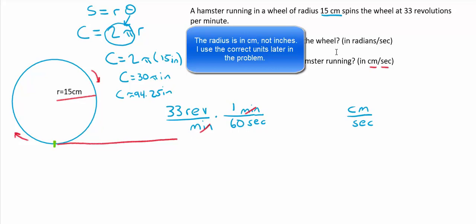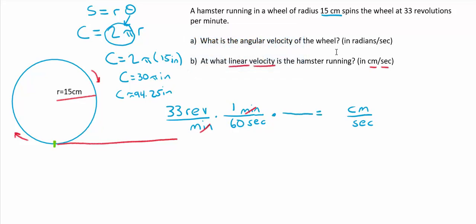But in terms of the problem now, I have that last conversion factor that I need. I'm trying to get rid of revolutions. It's currently in the numerator, so I put it in the denominator. I'm trying to get centimeters in the numerator, so I will put it up there. And I just found that one revolution gives me about 94.25 centimeters distance. And revolutions here in the numerator cancels with revolutions here in the denominator. You can see that my final answer is indeed centimeters per second as requested.